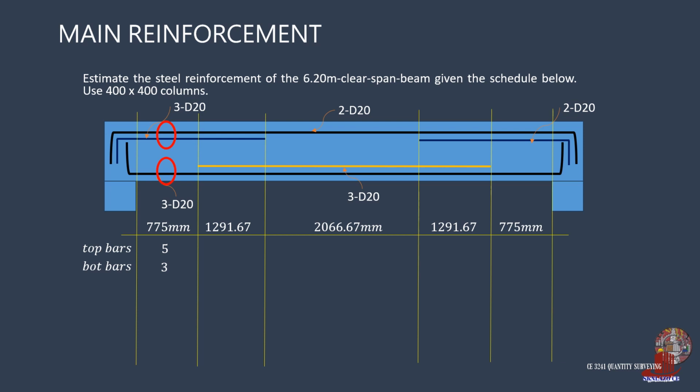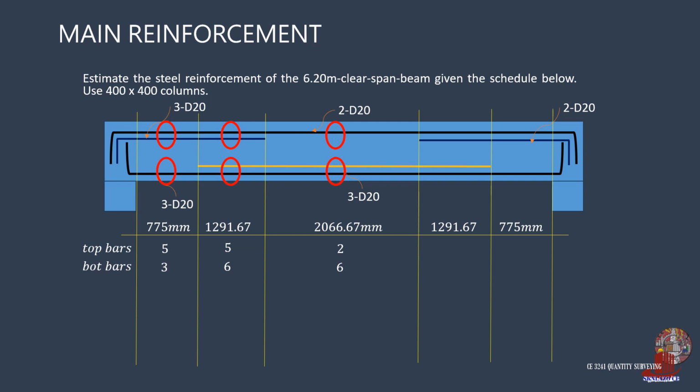For the second span of 1291 mm, the top bars are counted as 2 continuous and also 3 cut bars, which account to 5. And the bottom bars have 3 continuous and also 3 cut bars, and that is 6 total. For the middle span, there are 2 D20 on top and the continuous bars with 3 cut bars at the bottom, totaling to 6 D20.